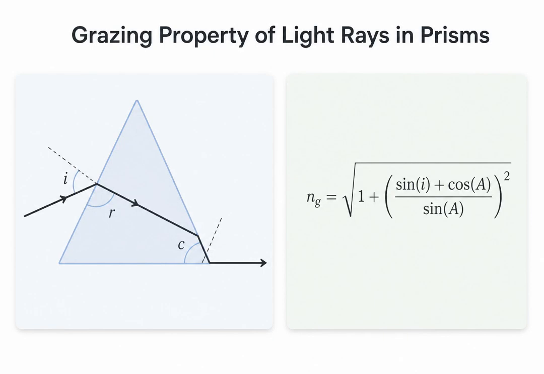Another interesting extreme is the grazing property. If a ray emerges from the prism exactly along the glass-air boundary, we say it grazes the surface. This means the angle of emergence is exactly 90 degrees, which implies the light hit the second internal face at exactly the critical angle. By substituting the critical angle into our prism equations, we can derive a specific formula to calculate the refractive index based solely on the incident angle and the refracting angle.